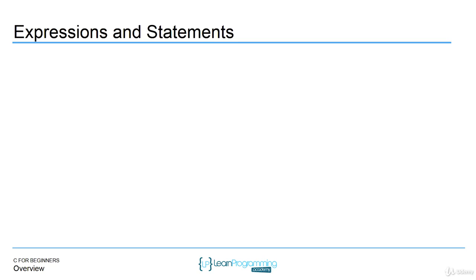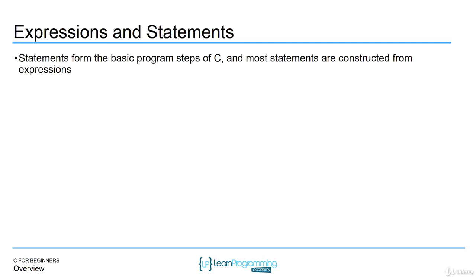Usually you can identify the differences. For the most part, statements end in semicolons, expressions don't, and expressions return values. Statements don't necessarily. But let's go through a formal definition. Statements are the basic programming steps of C. Most statements are constructed from expressions, so you see a combination. You may see an expression inside of a statement. And I'll give an example of that.